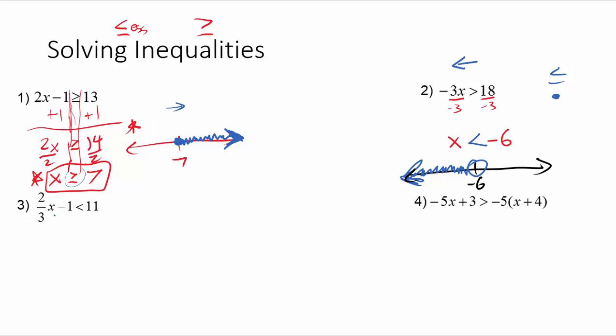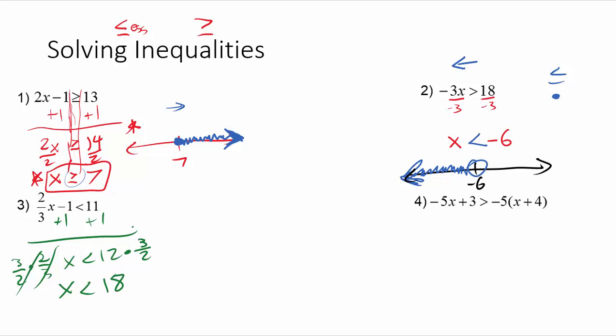Okay, here we go. So next one, we're going to add 1 to both sides to solve this, and we'll get 2/3 x is less than 12, and then I'll multiply by the reciprocal. You could also divide by 2/3. That would work too. We'll multiply by 3 over 2, and now these will cancel. We'll get x is less than 12 over 2 is 6. 6 times 3 is 18.